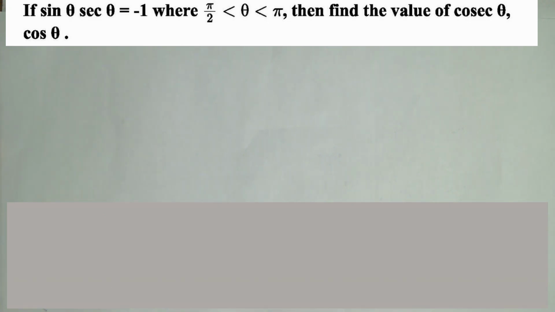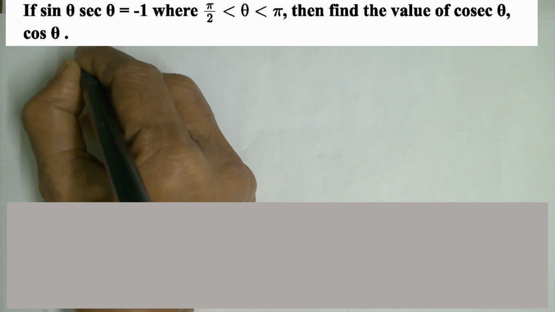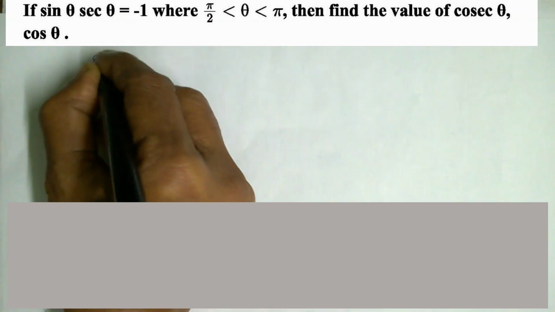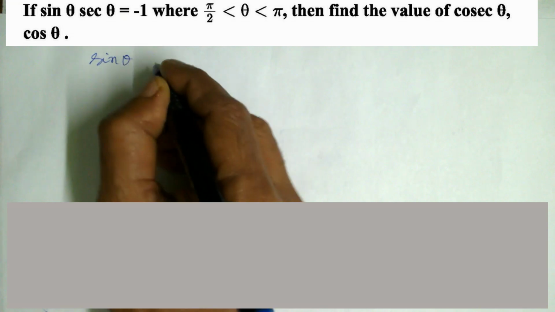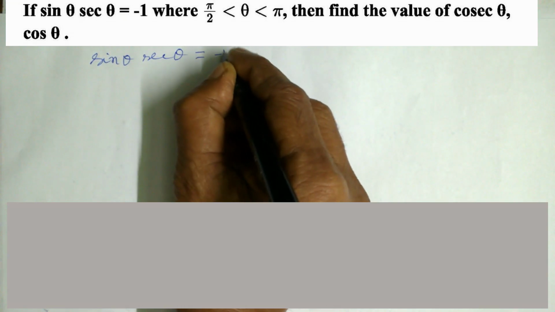If sin theta sec theta is equal to -1 and pi by 2 less than theta less than pi, then find the value of cosec theta cos theta. Now first write the given equation. Sin theta sec theta is equal to -1.